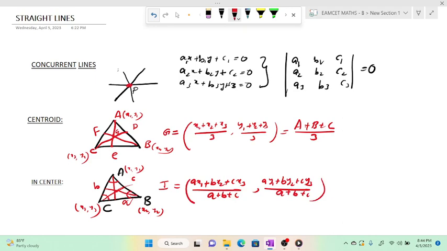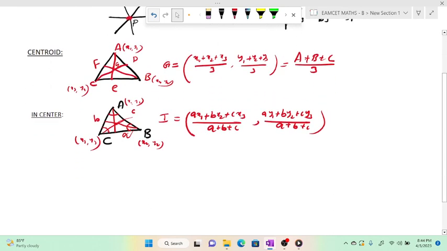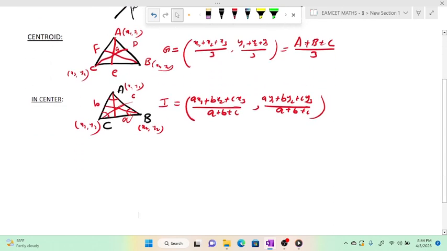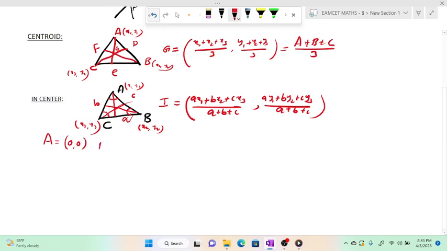Here one more formula is there. Suppose the vertices of a triangle are, vertex capital A, or vertex capital O, equal to 0 comma 0.